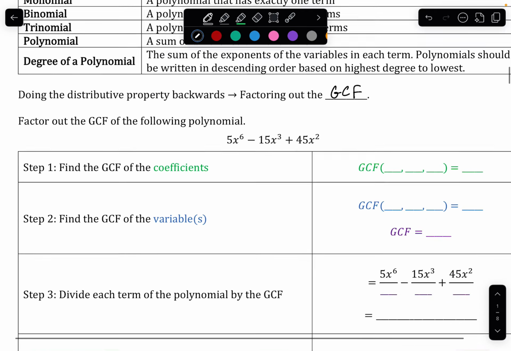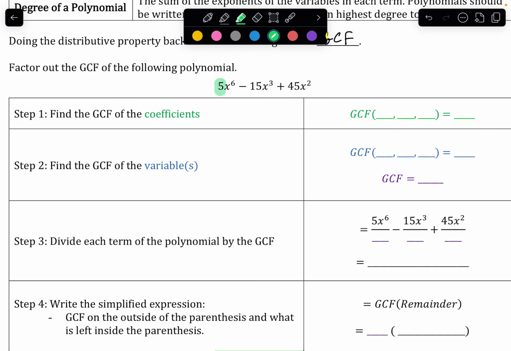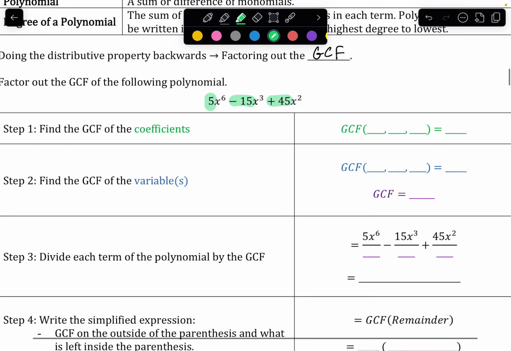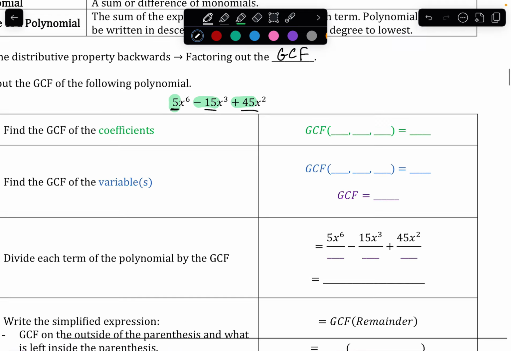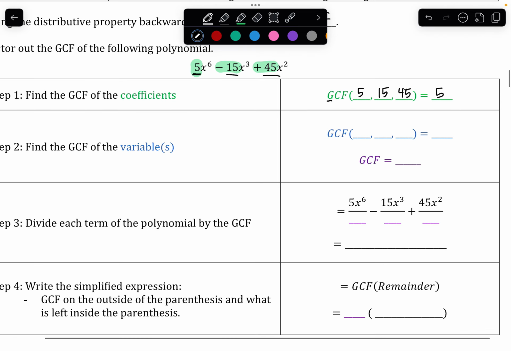Okay, and so when you're finding the GCF of the coefficients, our coefficients here are 5, -15, and 45. So just focus on the positive, 5, 15, and 45. You're looking for a number that divides each of those evenly. And so I always start with the smallest coefficient, which in this case is 5, and see if it divides the others. 5 divides 15, and 5 divides 45. So the GCF between 5, 15, and 45 would be 5. That's the greatest factor that divides all of them.